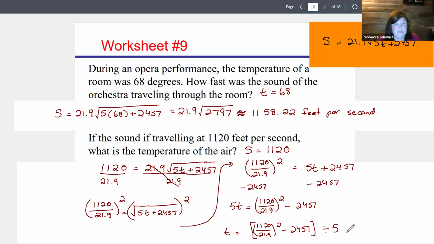What I'm getting is that the temperature of this room is approximately 31.69, so we'll say approximately 32 degrees. So we're at freezing. We're at a freeze point in this room, and this is how fast the sound is going.